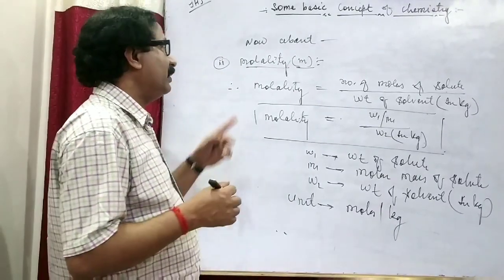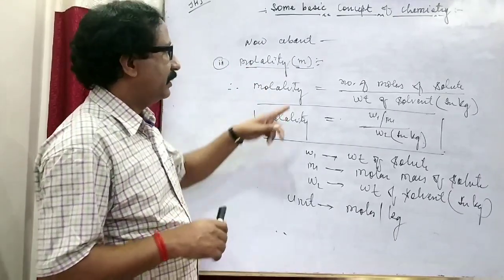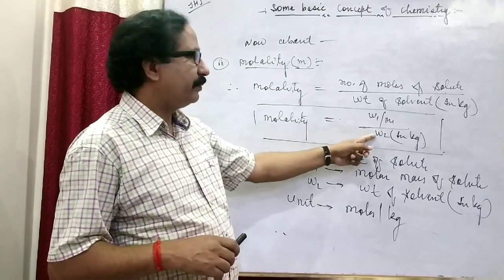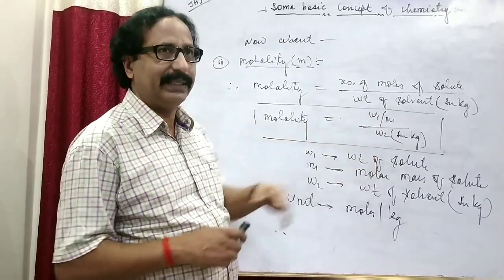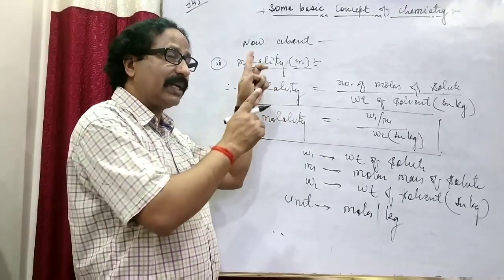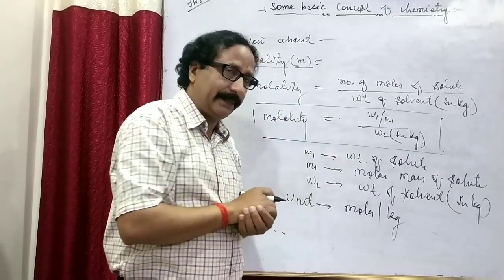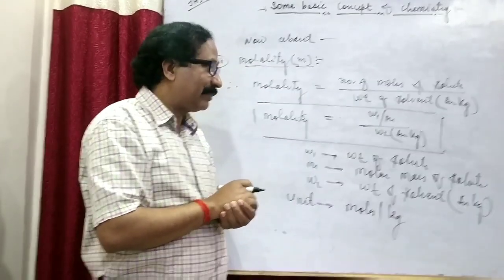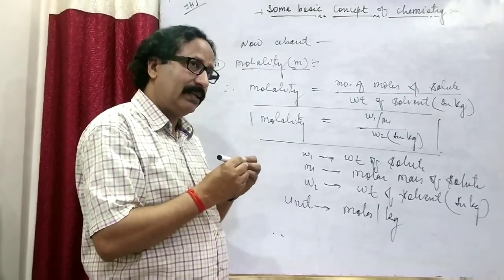We have to prefer molality in place of molarity. Why? This is the formula of molality: number of moles of solute upon weight of solvent in kg. And for molarity, number of moles of solute upon volume of solution in liter. Now suppose you have to find out the strength of a solution.